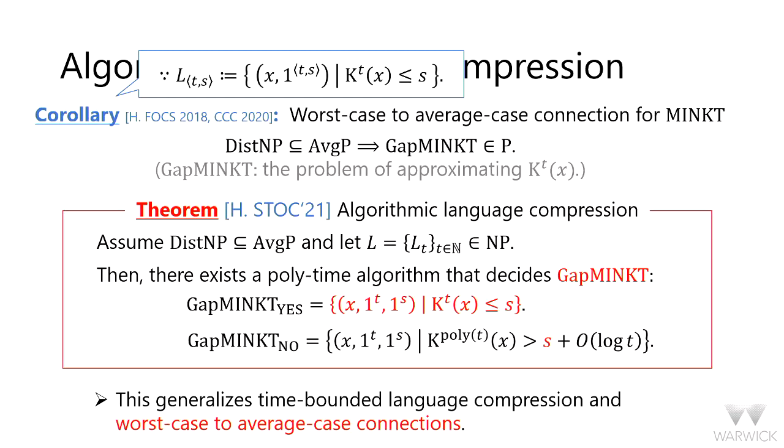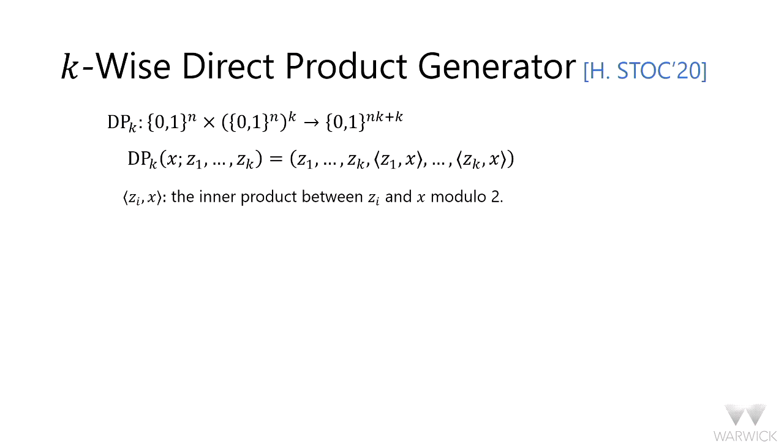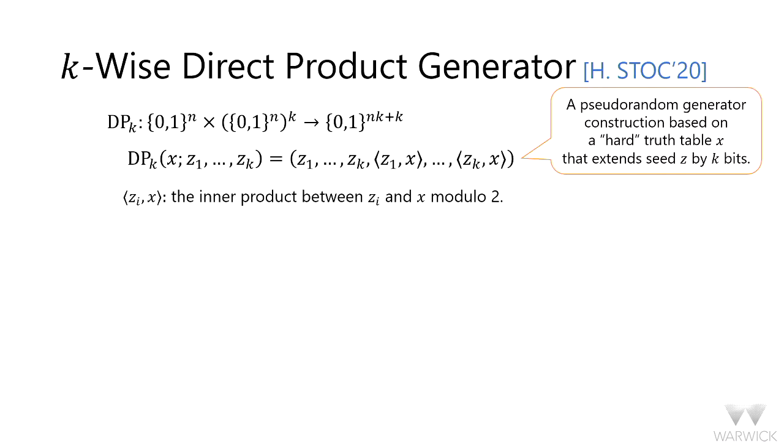Actually, the proof is exactly the same as before. Basically, the only difference is what kind of pseudorandom generator construction we use. The particular pseudorandom generator construction we use is very simple. We call it a k-wise direct product generator, denoted by dp sub k. This is a very simple function which takes x and z1 up to zk, which can be regarded as a seed. You output z1 up to zk themselves, and you also output the inner product between zi and x modulo 2. So this is a very simple function.